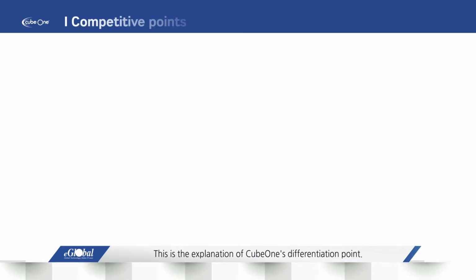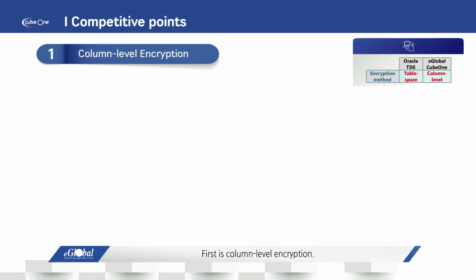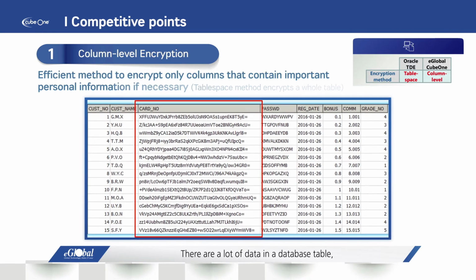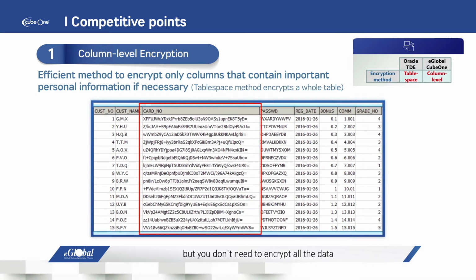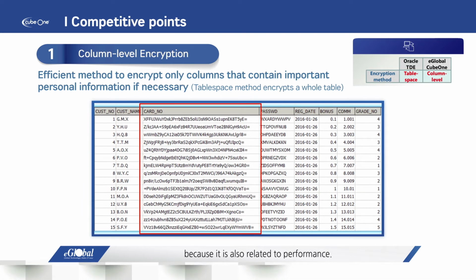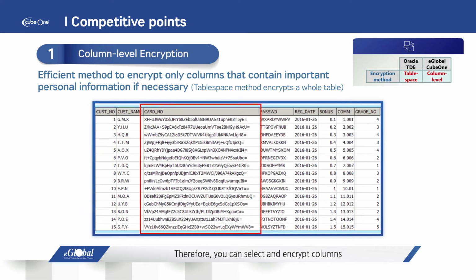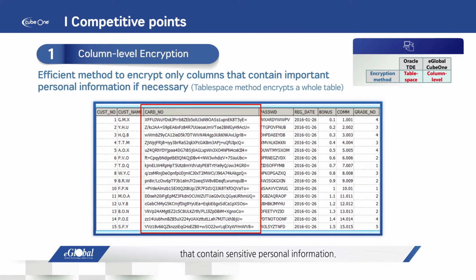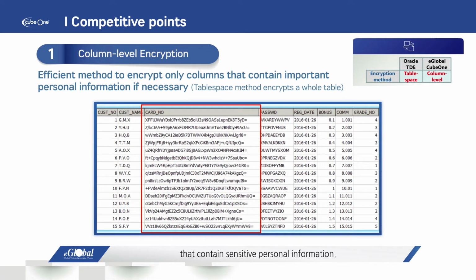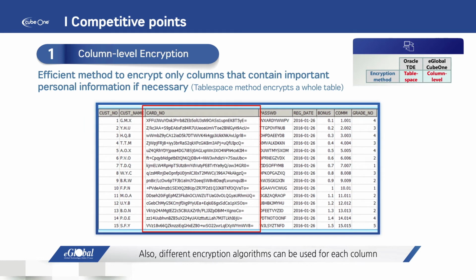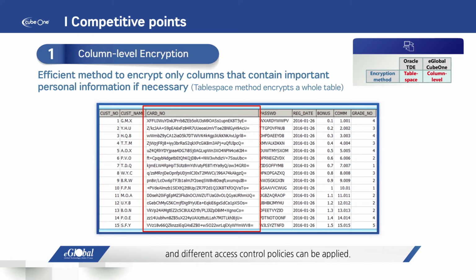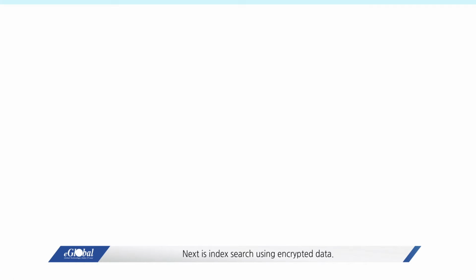This is the explanation of Cube One's differentiation points. First is column-level encryption. There is a lot of data in a database table, but you don't need to encrypt all the data because it is also related to performance. Therefore, you can select and encrypt columns that contain sensitive personal information. Also, different encryption algorithms can be used for each column, and different access control policies can be applied.